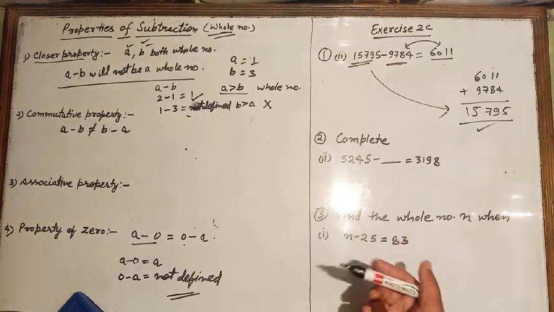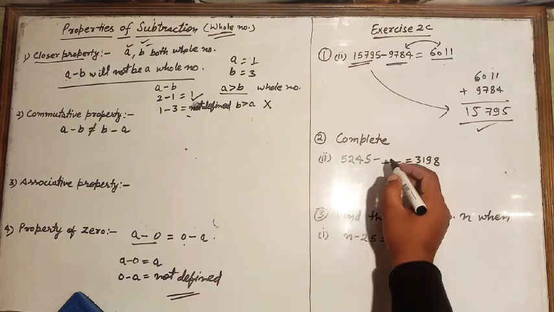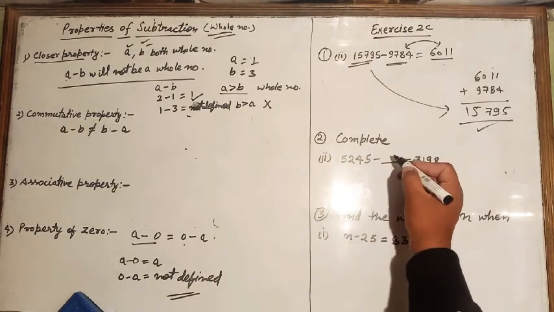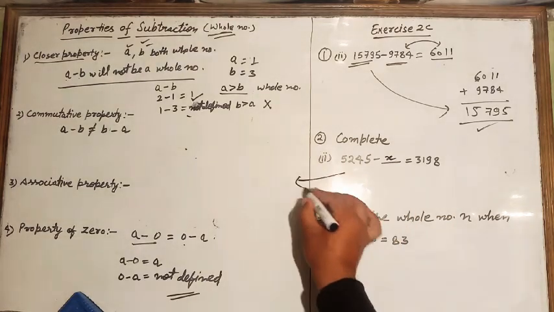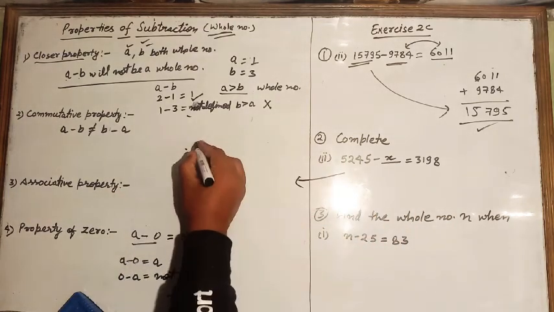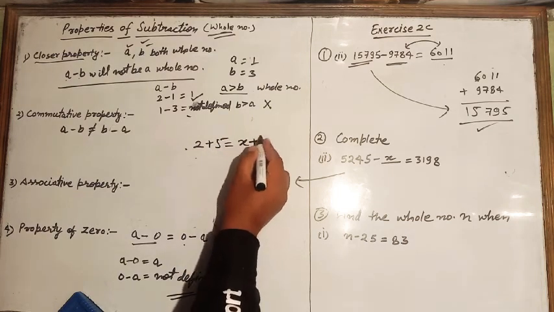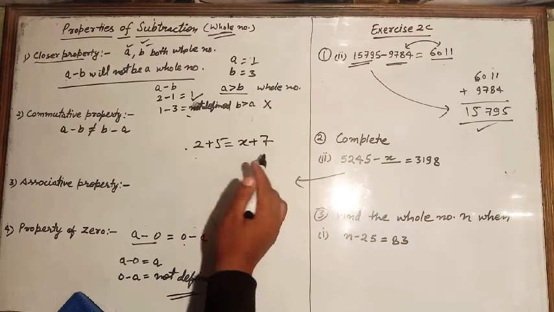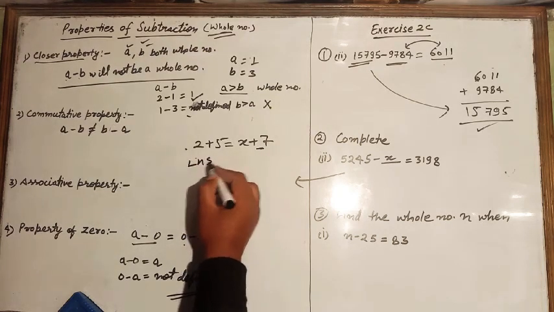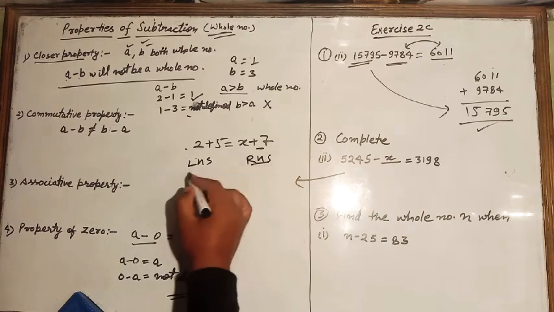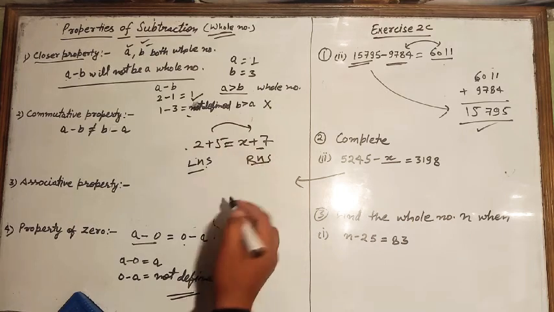Now come to question number 2, complete here. So we have to find the missing number. We will write, let the number be x. Now for this you have to know that if a number is written, say 2 plus 5 is equal to x plus 7, whenever you send a number from the left hand side to the right hand side of the equal to sign, the sign will be changed.